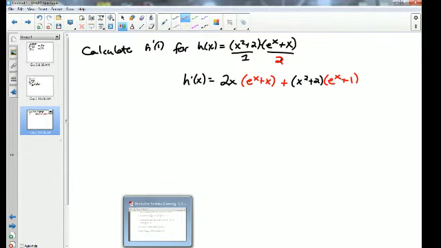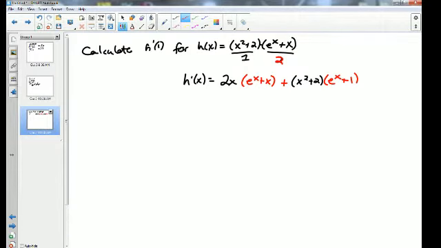Why is it 2x? It's the derivative of x squared plus 2, which is 2x. And then we copy the second one. Okay, all right.